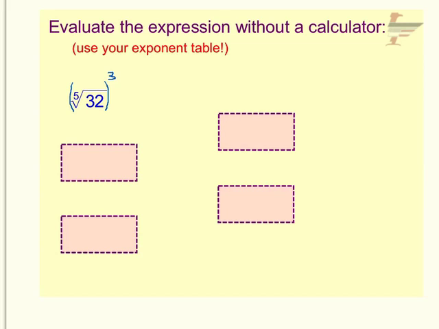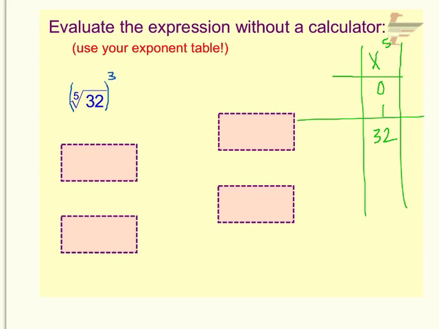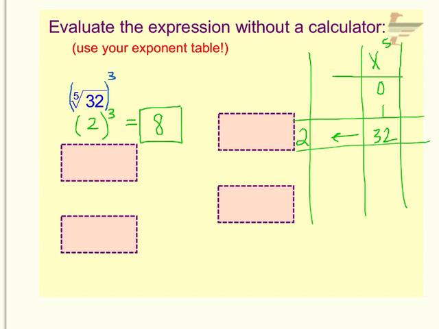And if you use your exponent table, because it's the 5th root, go to the x to the 5th column. And if you look at that, you'll see a 0, a 1, and then you do see a 32 next. And if you look to the left, there's a 2 all the way on the left, because they're saying that 2 to the 5th power equals 32. Well, we can work backwards with this. We can say that the 5th root of 32 is 2. So this 5th root of 32 inside here becomes 2. And now we can raise that to the third power. 2 to the third power is 8. And our final answer on that will be 8.